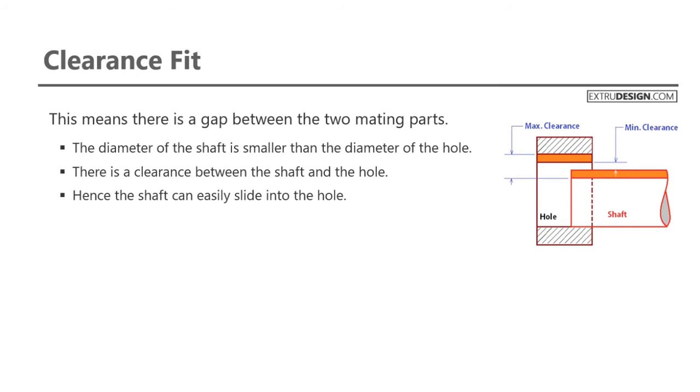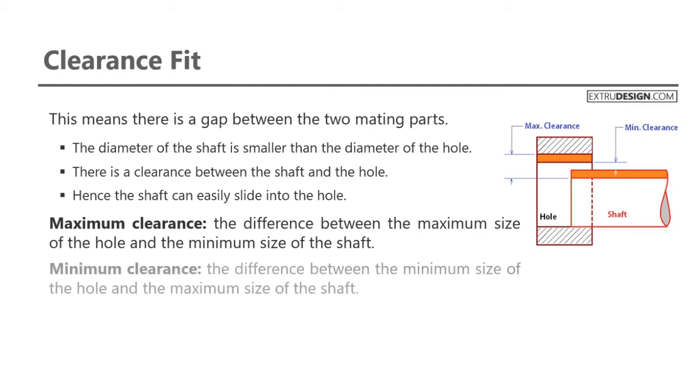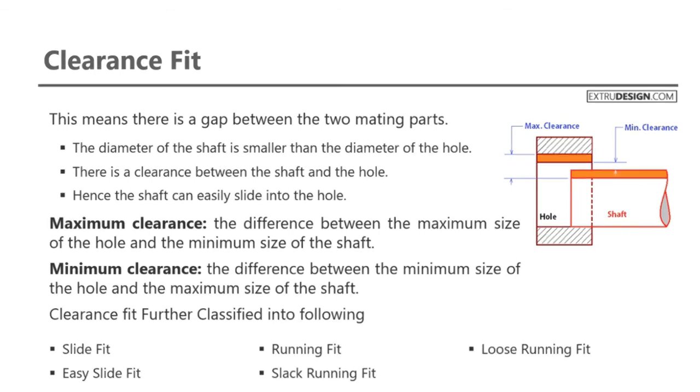In clearance fit, there might be two outcomes. One is maximum clearance and the second is minimum clearance. The maximum clearance is the difference between the maximum size of the hole and the minimum size of the shaft, whereas the minimum clearance is the difference between the minimum size of the hole and the maximum size of the shaft. Clearance fit is further classified into the following: slide fit, easy slide fit, running fit, slack running fit, and loose running fit. These are the different classifications under clearance fit.